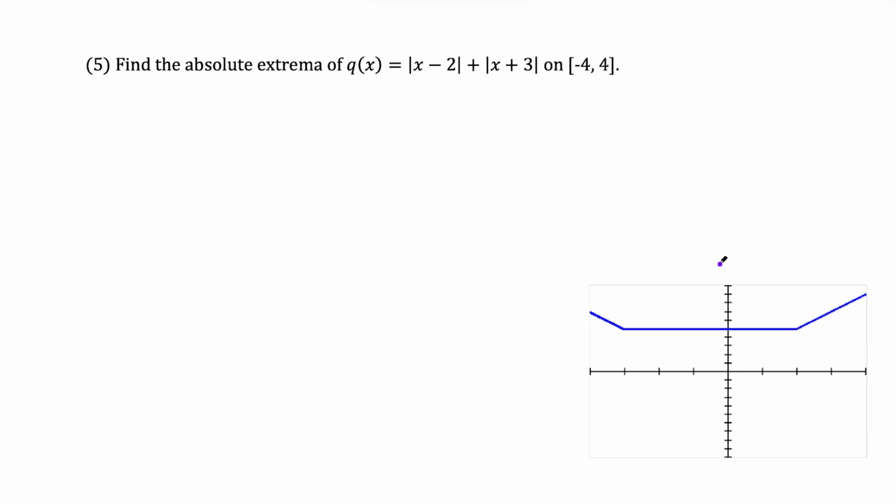So looking at a graph of q of x from -4 to 4, we could see that this function has an absolute minimum of 5 on this interval, and the absolute maximum is going to be 9. That's the highest point on the graph. So how would we do this without a calculator?